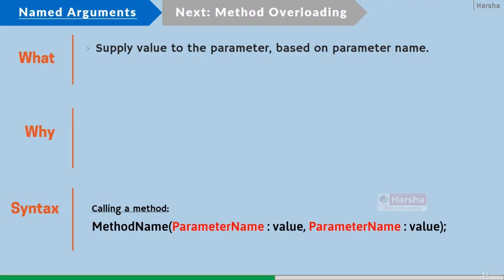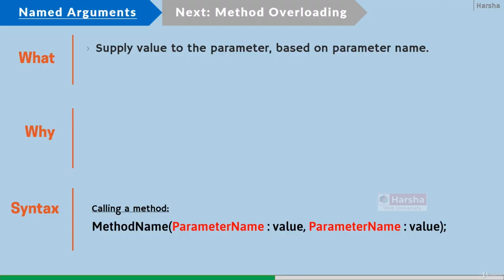By default, argument values will be assigned to the parameters based on the sequence. That is, the first argument value will be assigned to the first parameter, the second argument value will be assigned to the second parameter, and so on. But by just looking at the code, it will be difficult to understand which argument goes to which parameter.